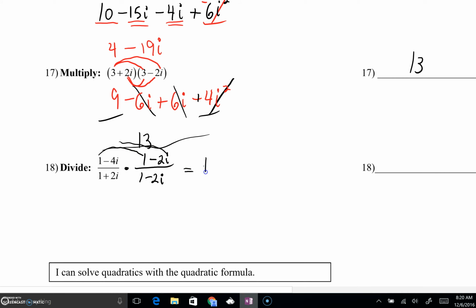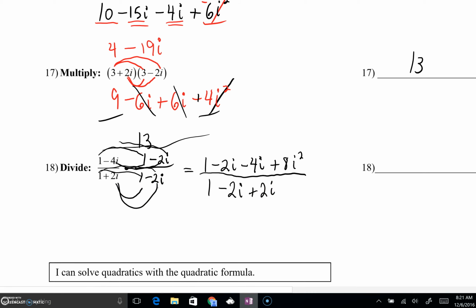1 times 1 is just a 1. 1 times minus 2i is a negative 2i. Negative 4i times 1 is a minus 4i. Negative 4i times negative 2i is a plus 8i squared. Likewise, down below, we'll distribute. 1 times 1 is a 1. Here I'll take 1 times minus 2i. I'll get a negative 2i. 2i times 1 is a plus 2i. And then 2i times negative 2i will get you a minus 4i squared.